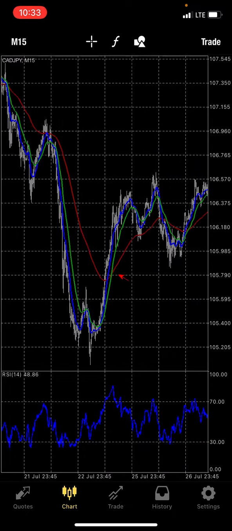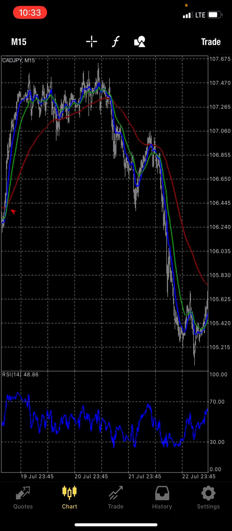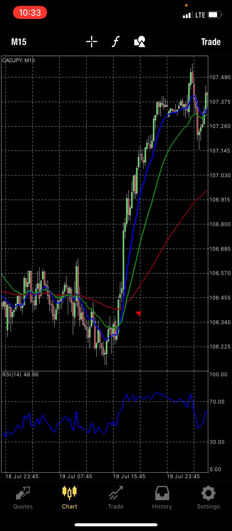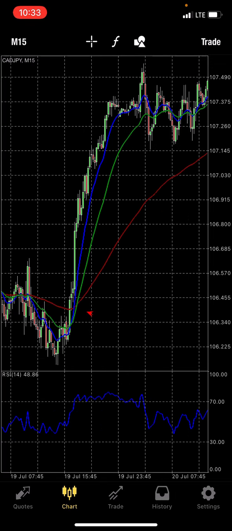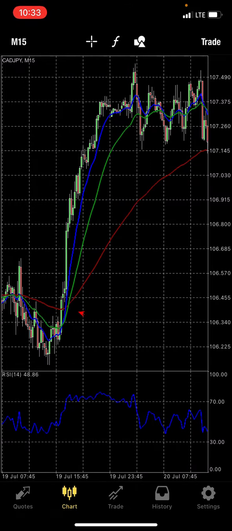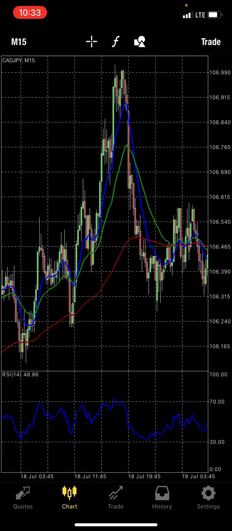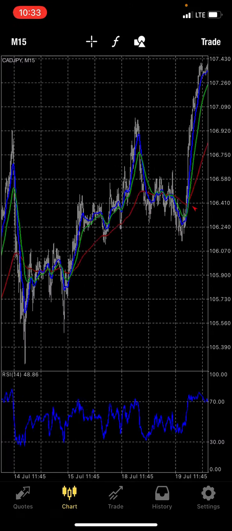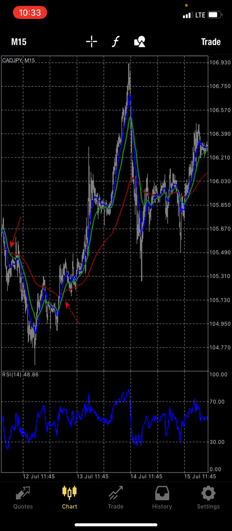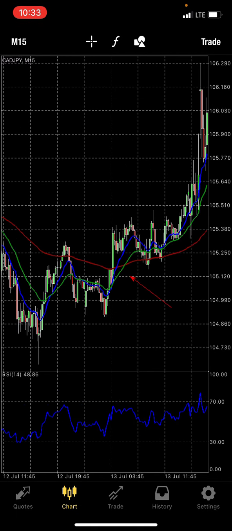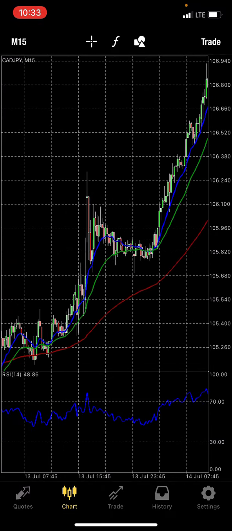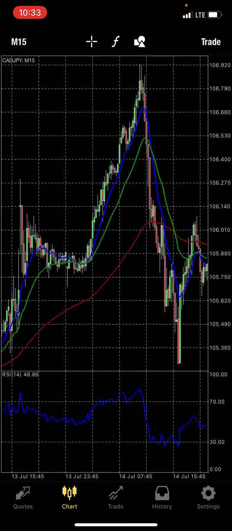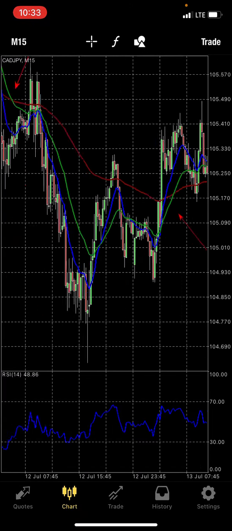So boom, found a little hook. Green crossing over the red. Another time, green crossing over the red. Look at all those pips you can ride up. Look at all of that, all of those pips. Blue and green crossing over the red, catching all those pips. Look how much it goes up till it reverses again.